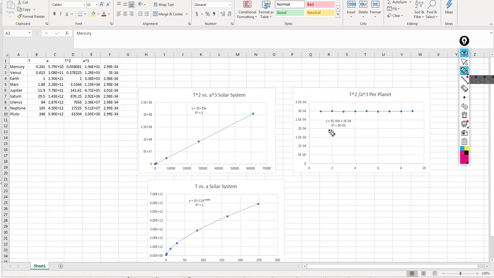So there's different ways to interpret this. I can show you each planet plotted. For each planet, it's the same. It's just 3. Or I can actually plot it on a line and show you that as I plot t squared versus a cubed, what does the slope of that line represent? It represents this constant. So that slope, that line is proving Kepler's third law right there. And if we just plot t versus a, you get some type of nonlinear growth here, an exponential graph here. So that doesn't really help us. So that's why you have to do t squared versus a cubed.